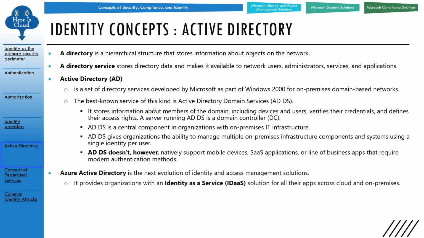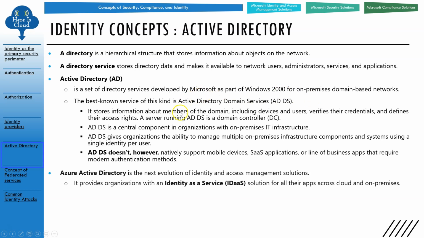Now there is a concept of Active Directory. As you know, a directory is a structure that stores information about objects on the network. And a directory service stores data and makes it available to network users, admins, services, and applications. So this is how Active Directory came into the picture. Active Directory is a set of directory services deployed by Microsoft as part of Windows 2000 for on-premises domain-based networks.